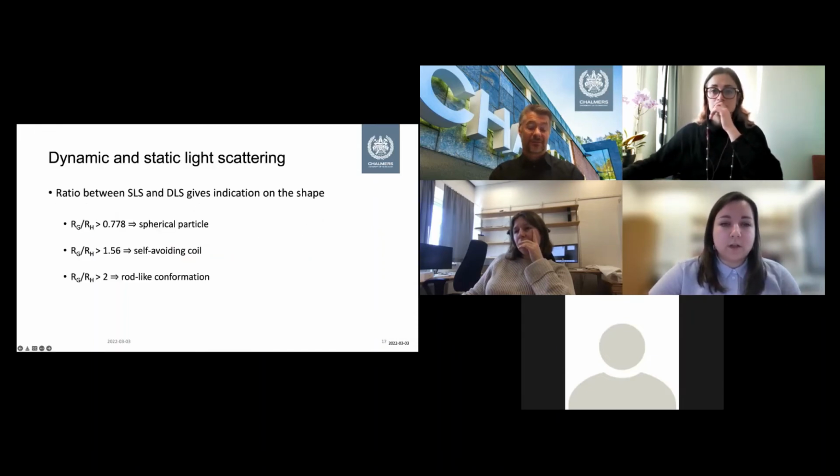In addition to size, you can also get some indication of the shape of your particles in solution by combining static and dynamic light scattering. This is called the shape factor, which is basically the ratio between the radius of gyration and the hydrodynamic radius. Based on the value, you can determine whether it's a spherical particle, it could be a self-avoiding coil, or it could be a rod-like conformation, and there are even more values like that in the literature.